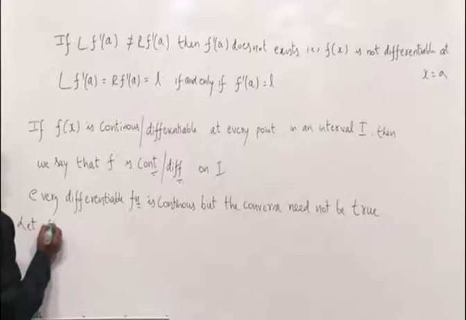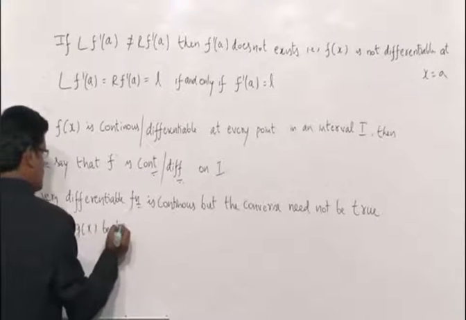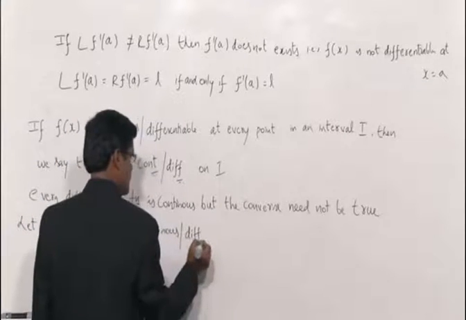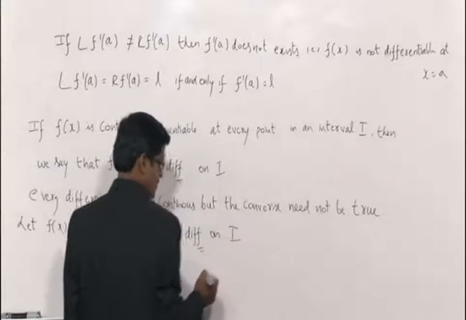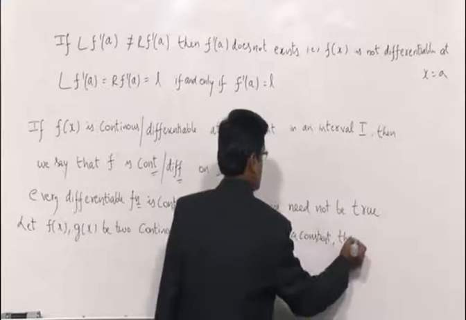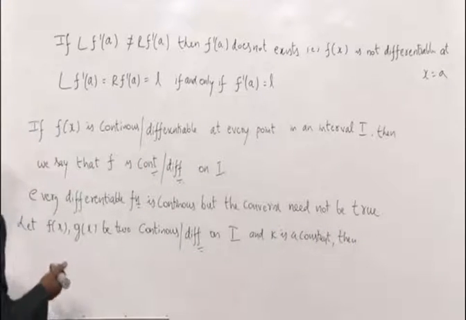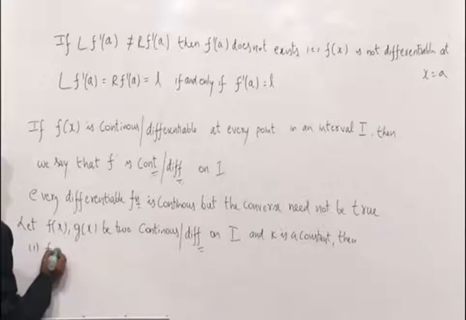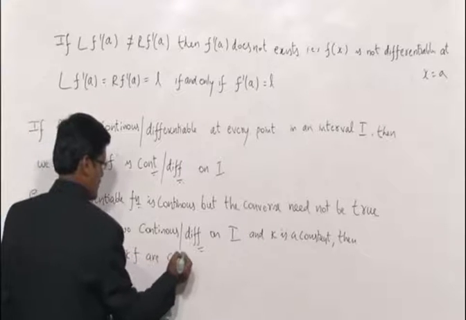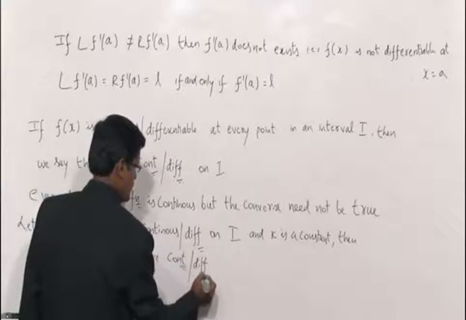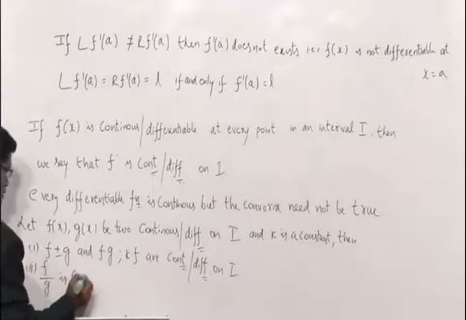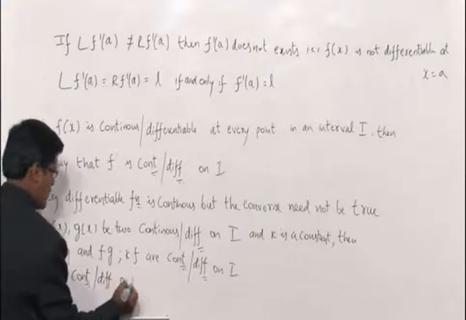Next, let f of x, g of x be two continuous slash differentiable functions on the interval I, and k is a constant. I mean some interval, open interval, closed, semi-open, semi-closed, or any set, infinite set, finite set, like that. Then, one, f plus or minus g, f into g, k into f are continuous slash differentiable on I. Two, f by g is continuous slash differentiable on I.